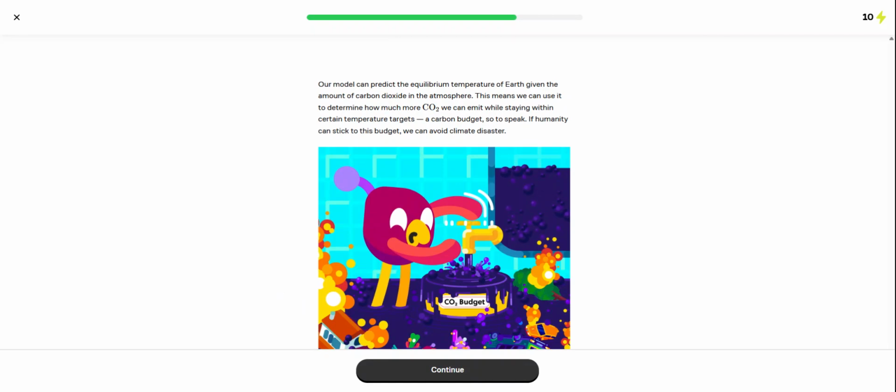Yes, our model can predict the equilibrium temperature of Earth given the amount of carbon dioxide in the atmosphere. This means we can use it to determine how much more CO2 we can emit while staying within certain temperature targets, called a carbon budget, so to speak. If humanity can stick to this budget, we can avoid climate disaster.